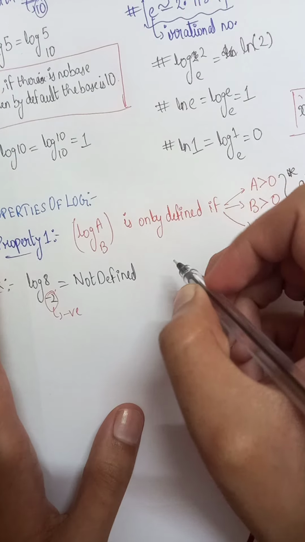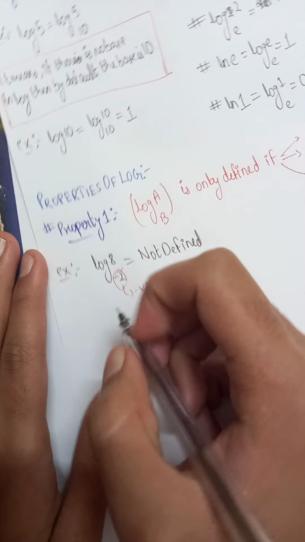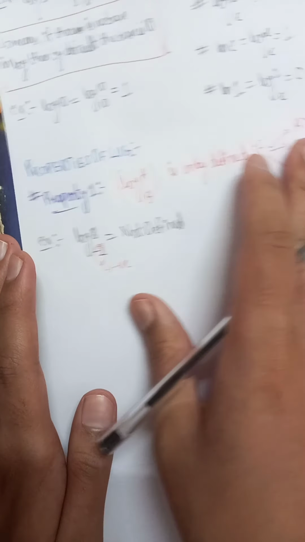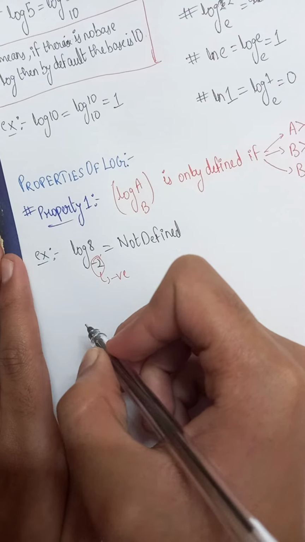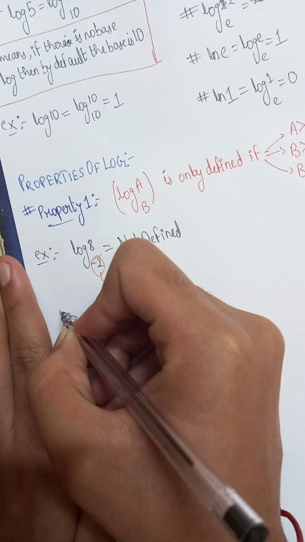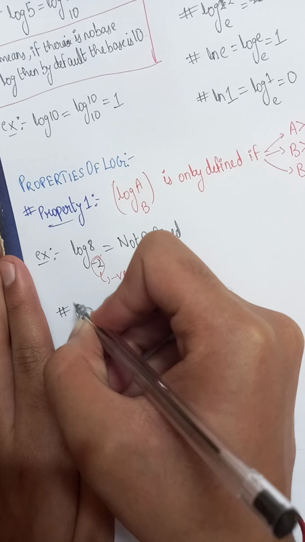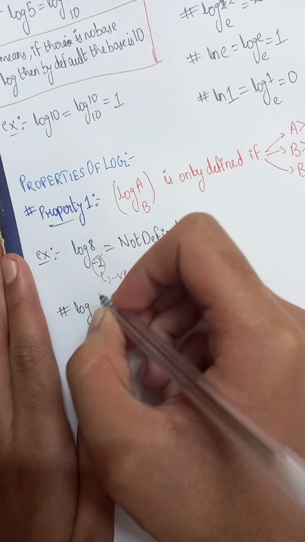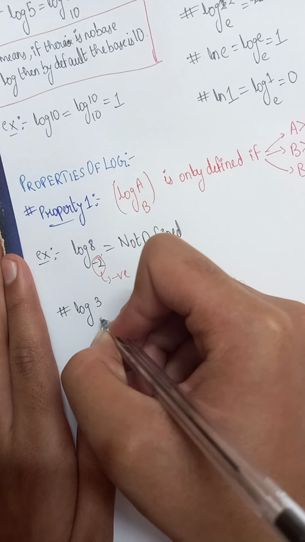Another example. Just keep writing the questions. First I'll write all the questions and then give solutions one by one. You can just pause the video and try to answer all the questions which I'm writing here.